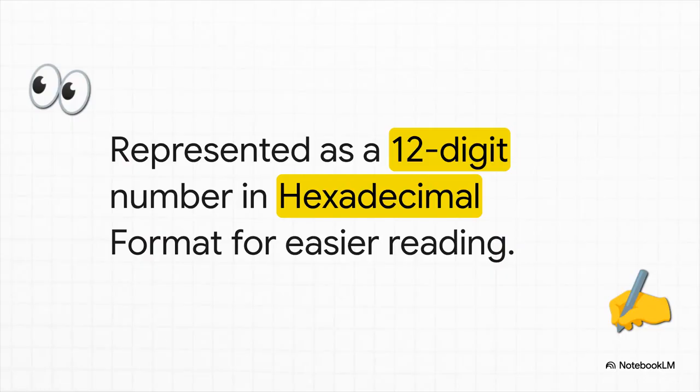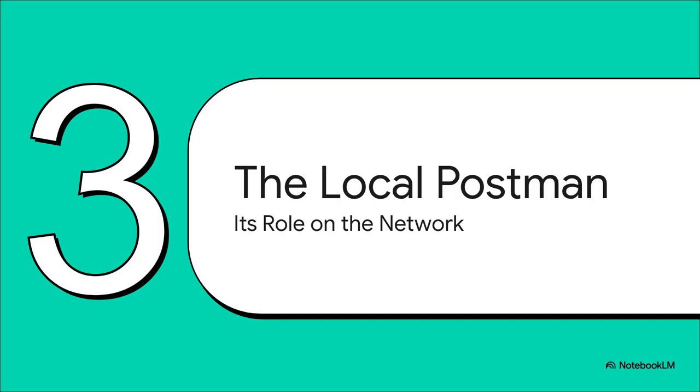Of course, trying to read a 48-digit string of ones and zeros would be a nightmare for us humans. So to make it easier on our eyes, it's converted into a 12-digit hexadecimal format. That's why you see a mix of numbers 0 through 9 and the letters A through F. Much cleaner.